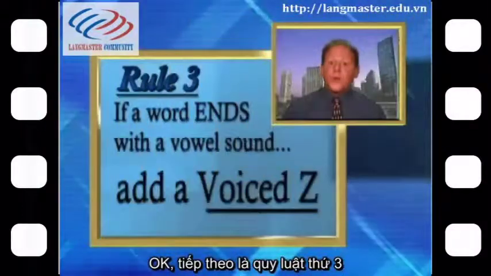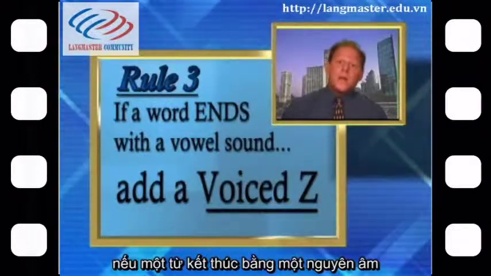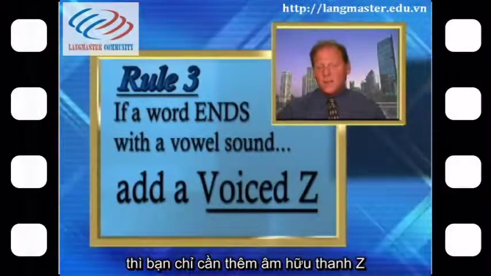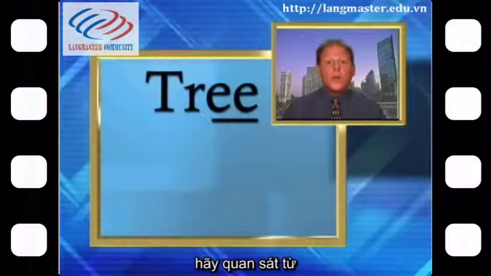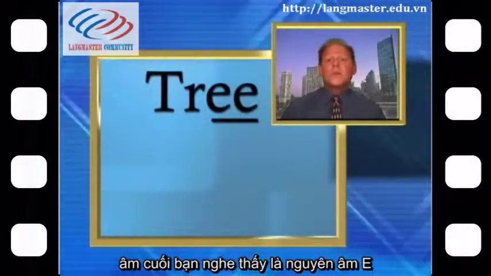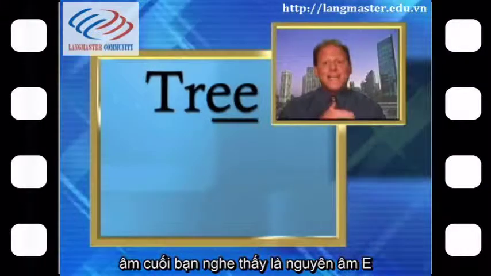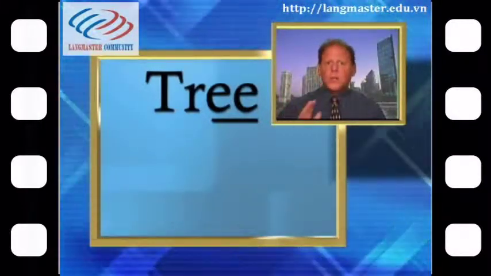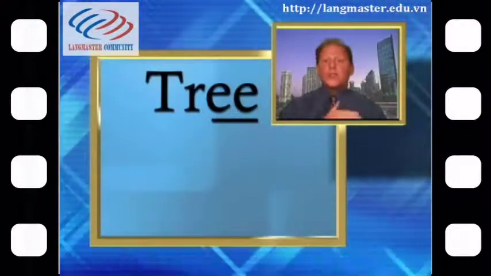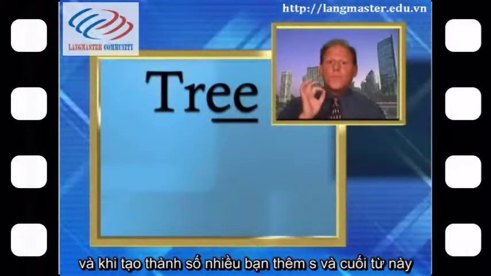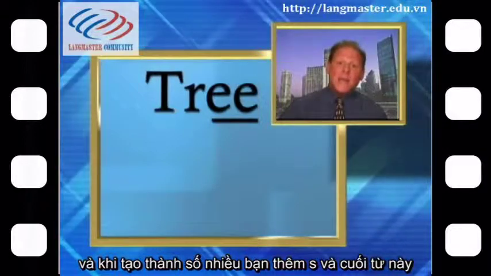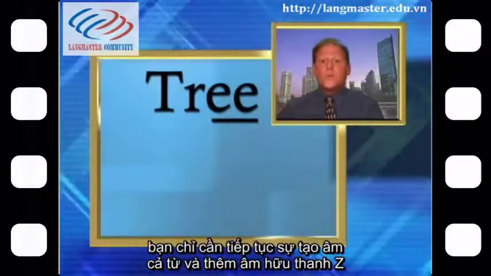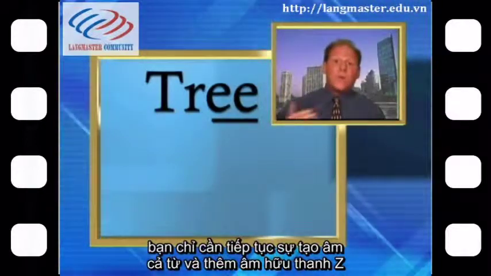Okay, here comes the third rule. This one's easy. If a word ends with a vowel sound, all you do is add a voiced Z. It's simple. Let's look at the word tree. The last sound you hear in that word is the vowel E. And remember, a vowel is always voiced. So the word ends in a voiced sound. Tree. So what you want to do if you're going to add an S to a word like this to make it plural is you continue the voicing throughout the whole word and add on a voiced Z.